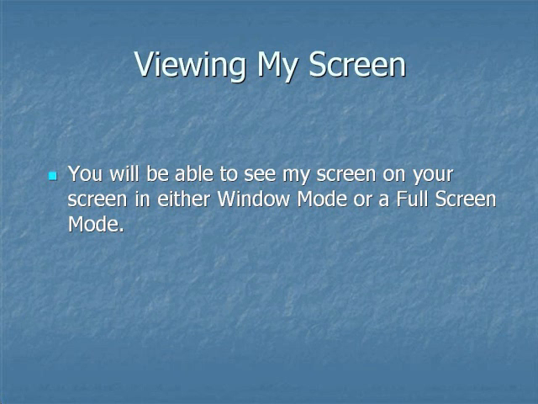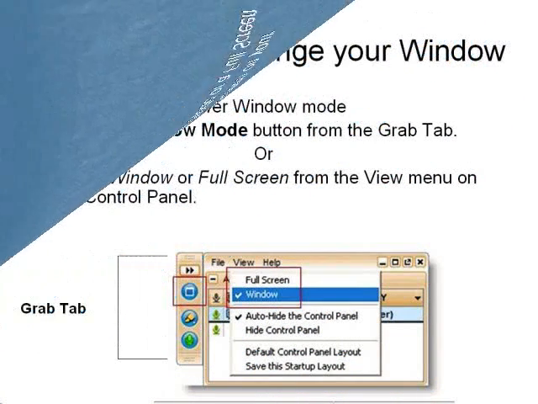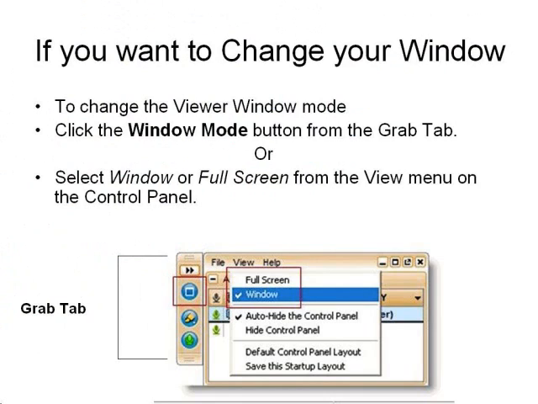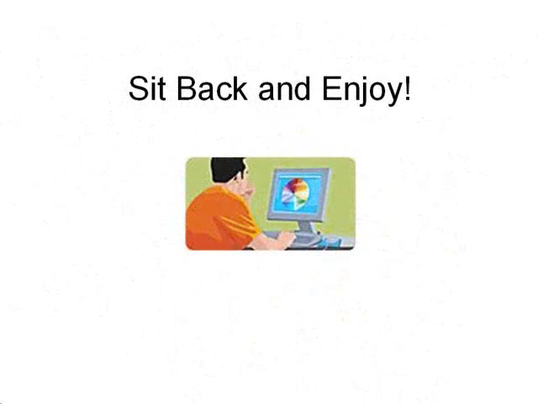You will be able to see my screen on your screen in either window mode or full screen mode. To change the viewer window mode, click the window mode button from the Grab tab, or select window or full screen from the view menu on the control panel. That's it. Now sit back and enjoy. Once you get used to the control panel, you will find taking online classes are a lot of fun.